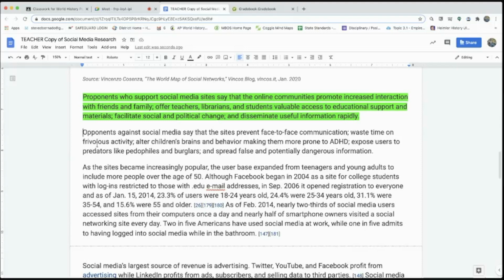Now let's look at the second paragraph. Opponents against social media, so this is probably the negative. They say that social media networking sites prevent face-to-face communication. They waste time on frivolous activities. They alter children's brains and behavior, making them more prone to ADHD, that's attention deficit disorder. They expose users to predators like pedophiles and burglars, and they spread false and potentially dangerous information. So these are the possible negative impacts on society.